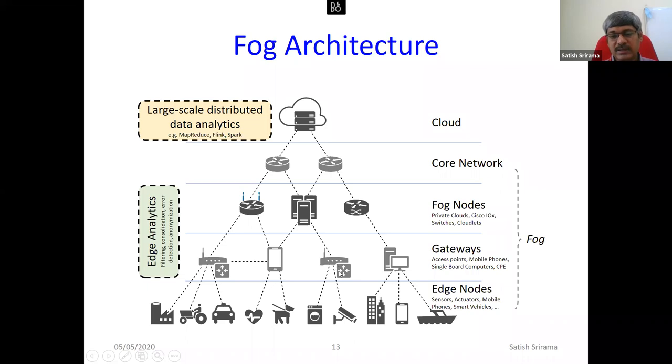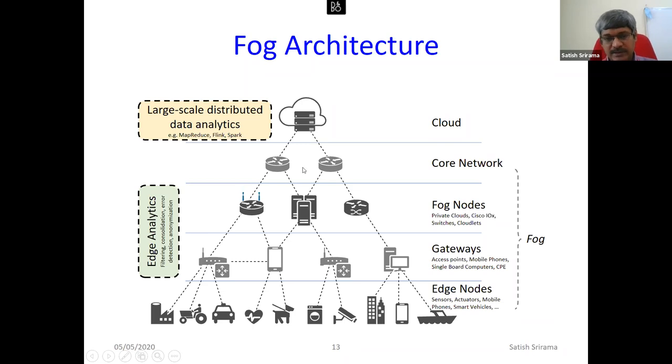It can do the processing. If it can't, it can push it to a local private cloud nearby, or to the network switches and routers, or eventually move some of the processing to the cloud. If the processing is moved from the core networks to the fog, I call it fog computing. People also call it edge analytics. All the fog applications I have talked about, which require this sort of data analytics, can be put into edge analytics.